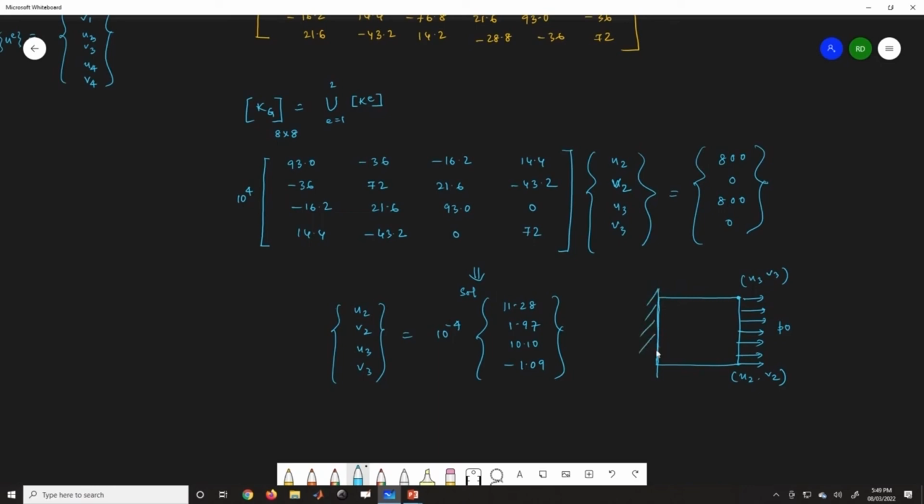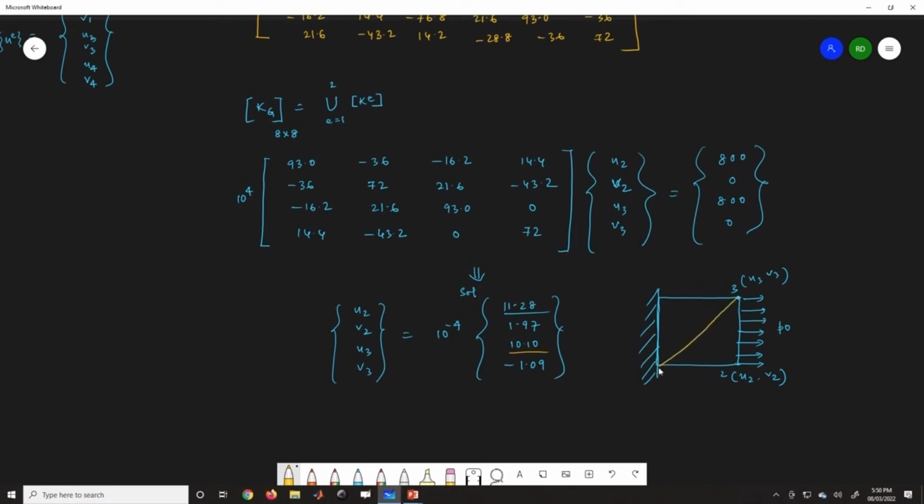Now if you have a uniform traction, then the solution at this point and this point should be equal actually. That means the U displacement will be equal, and the V displacement will be sign changing, because due to this extension of this body, node 3 will come down, and node 2 will come up. So naturally sign change will happen, but the magnitude will remain the same. But if you look at the solution from here, the U displacements are different. This is because the mesh is not symmetric.